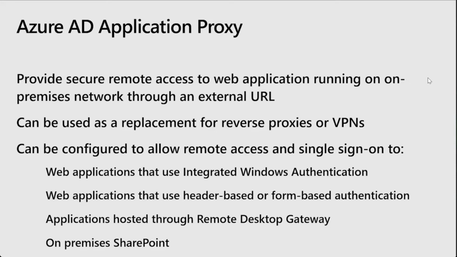There's a lot of organizations, as I mentioned earlier in the talk, who are publishing applications through VPN, where someone's got to authenticate to their VPN, and that gives them a connection into an internal application that's running on-prem. And you can configure this so that it can use remote access and single sign-on to web applications that use integrated Windows authentication, web applications that use header-based or forms-based authentication, applications hosted through remote desktop gateway, and on-premises SharePoint.